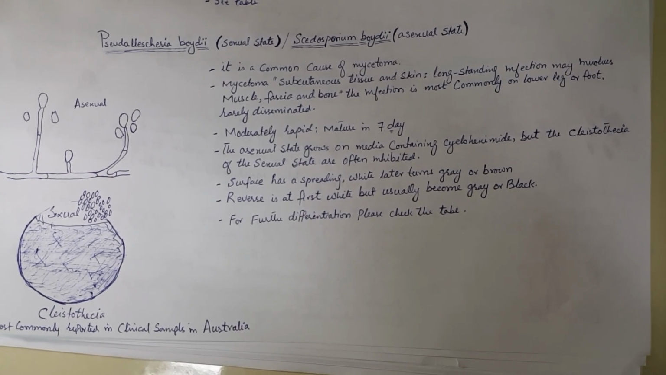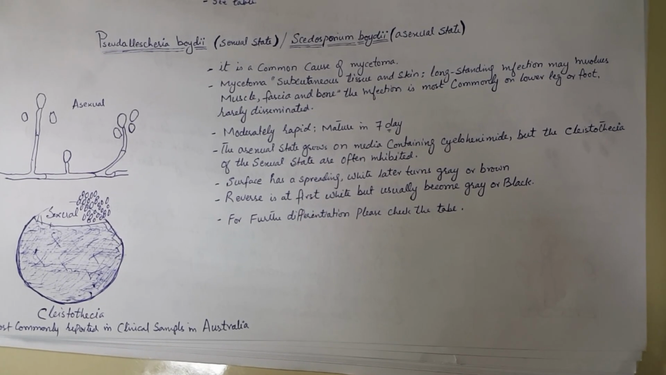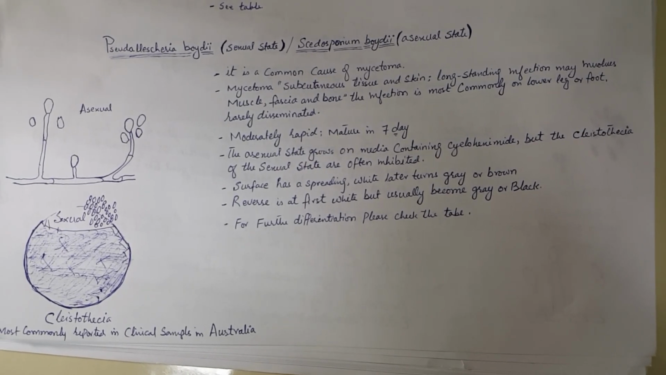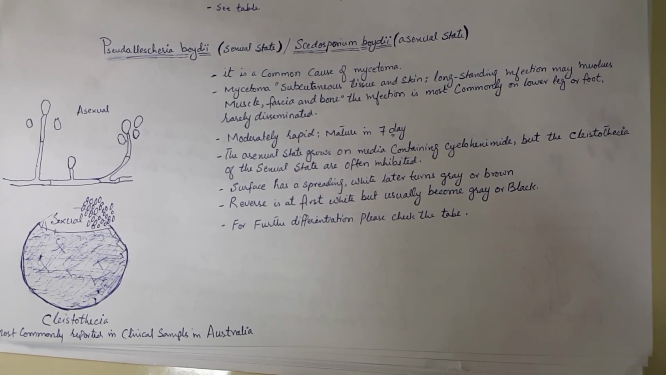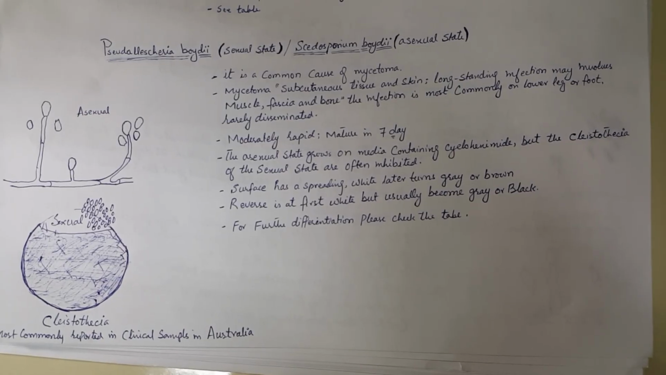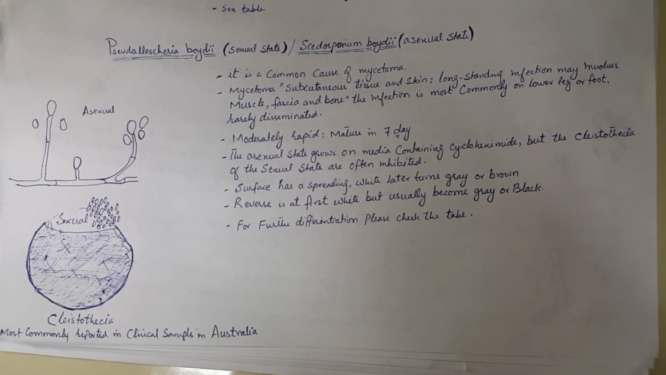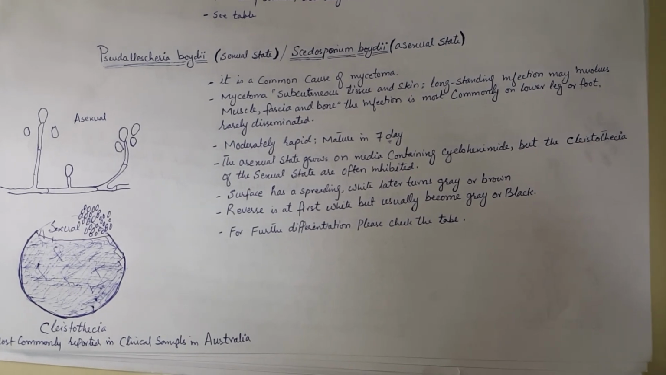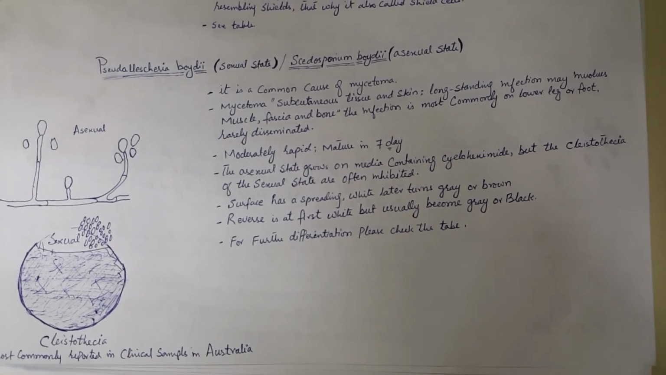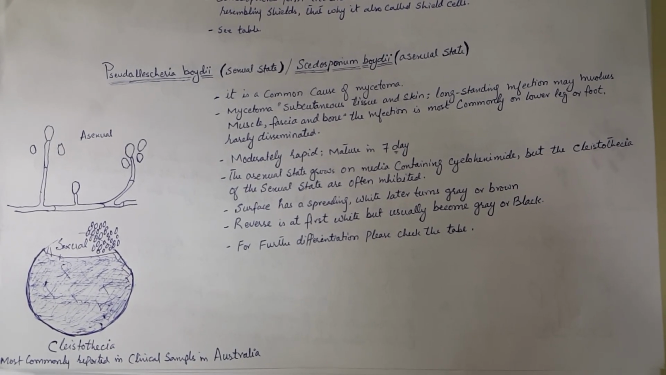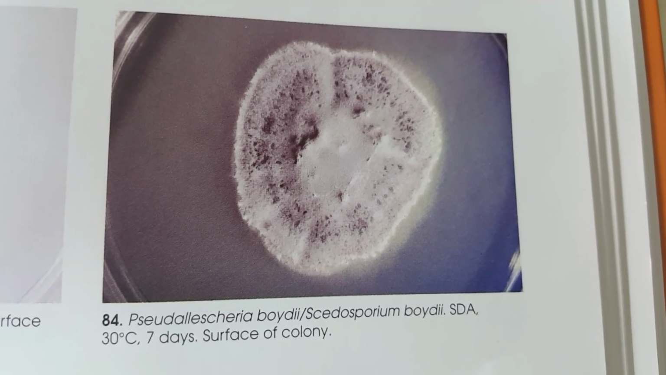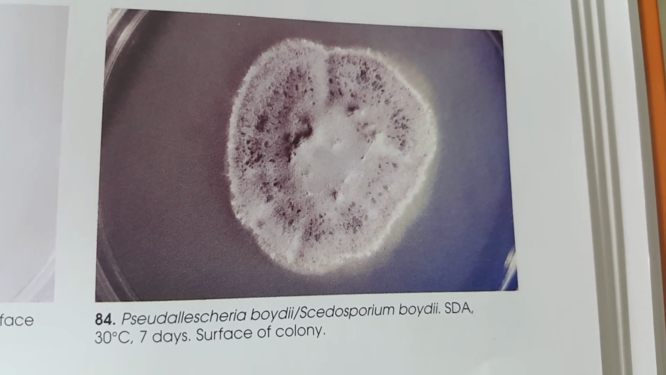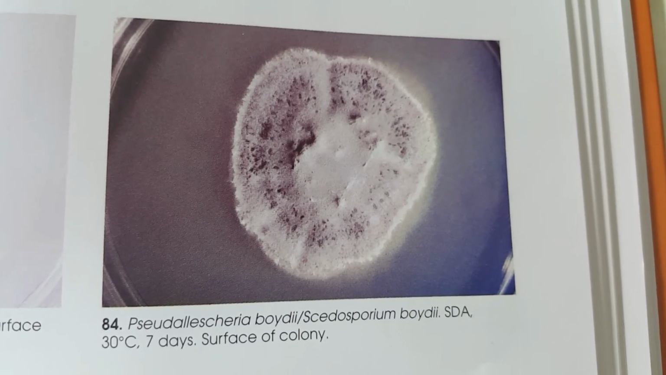And the surface has a spreading white, later turning gray or brown. Reverse is first white but usually becomes gray or black. For further differentiation, we can check the table, but the most important is the picture of this organism. We can check the picture here. Surface colony of Pseudallescheria boydii.